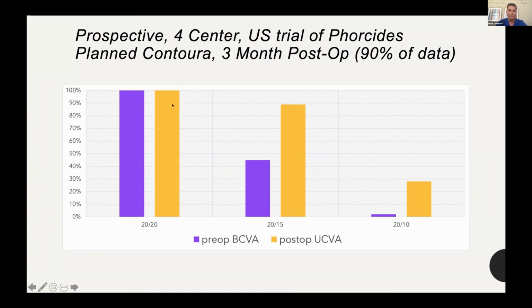What's impressive here is that 100% of the patients in this study treated with 4C's planned Contoura were 20/20 or better uncorrected, and 89% were 20/15 or better. These are remarkable results. In purple, we see that these patients chosen for the study had excellent best corrected vision before surgery. We wanted patients who preoperatively could see very well with their glasses. 4C's beats these patients. Their uncorrected is far superior to their best corrected before surgery.